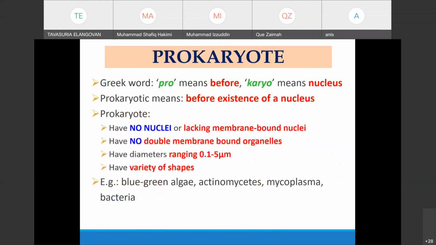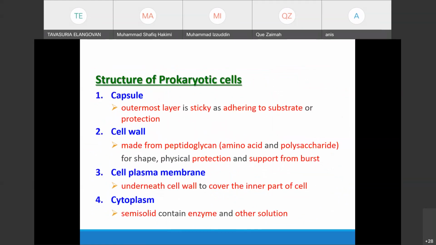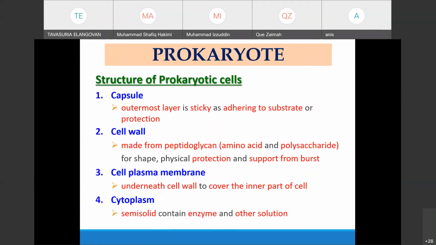Okay. So you should know the structure and organelles of the prokaryote. It is very important. And you should also know the differences between the prokaryotic cell and the eukaryotic cell. Okay. So these are the structures of the prokaryotes.